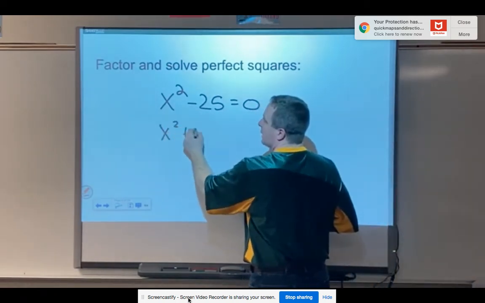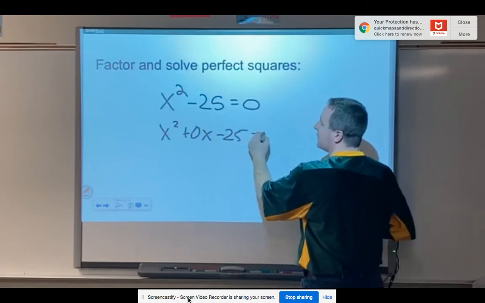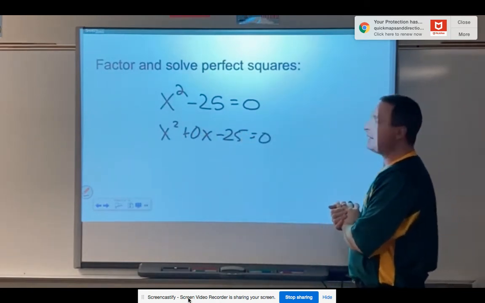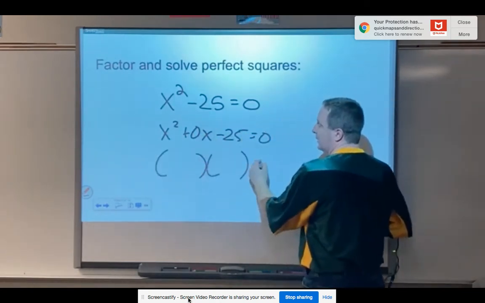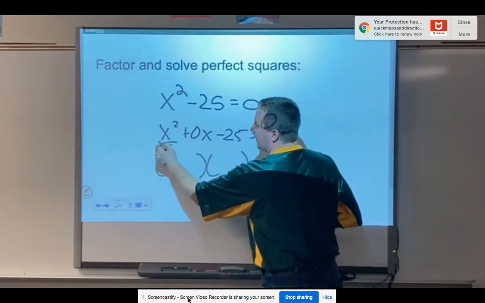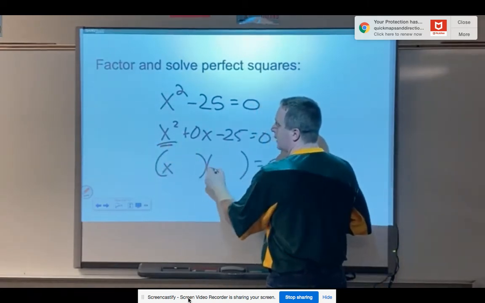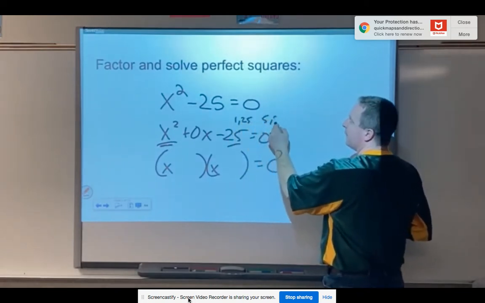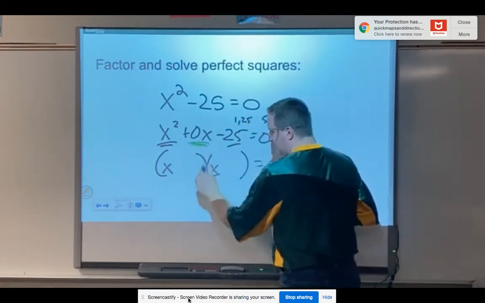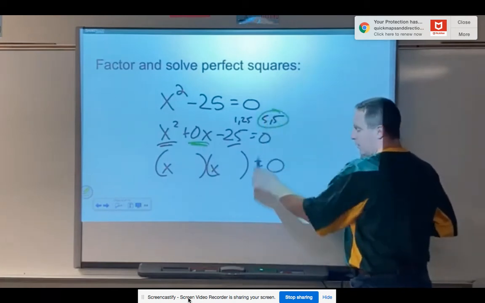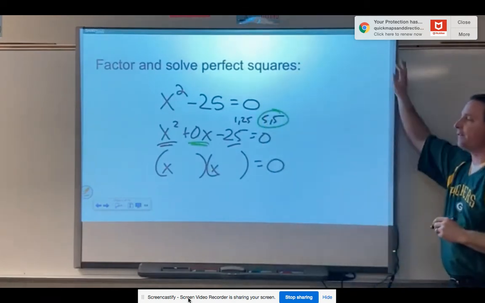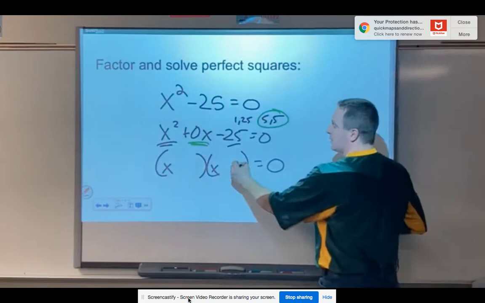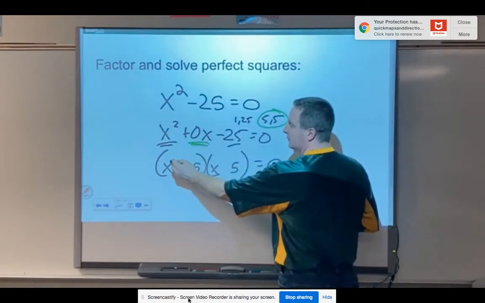Technically, this says x squared plus 0x minus 25 equals 0. Okay, we can treat it like that, and I can factor. If I look at my first number, the only choices for x squared are x and x. 25 has 1 and 25, or 5 and 5, and I need to get the magic number 0. Well, the only ones that are going to give me 0 there are 5 and 5. So I'm going to put a 5 in there and a 5 in there.